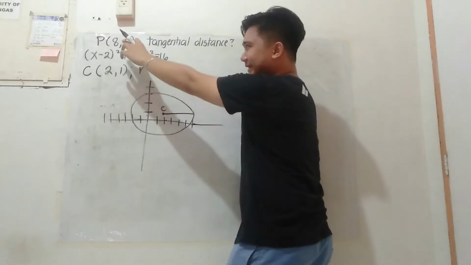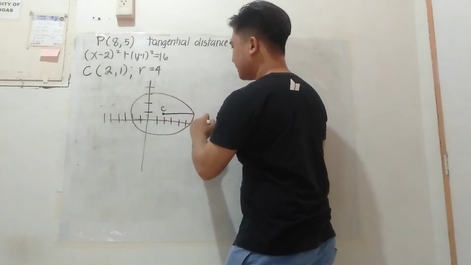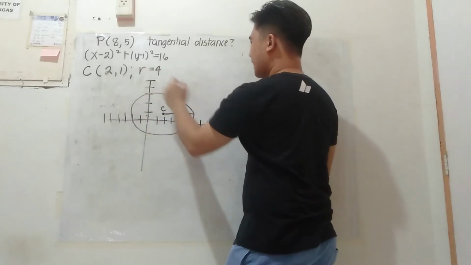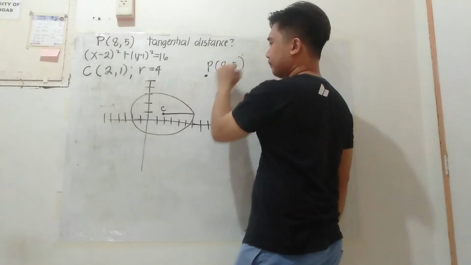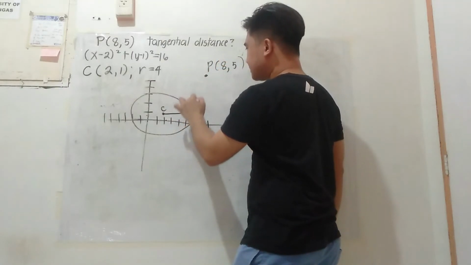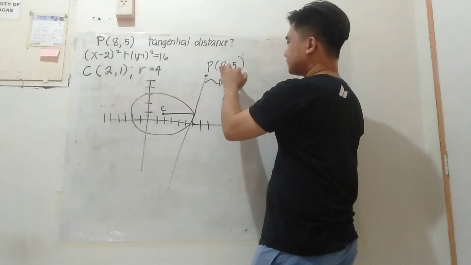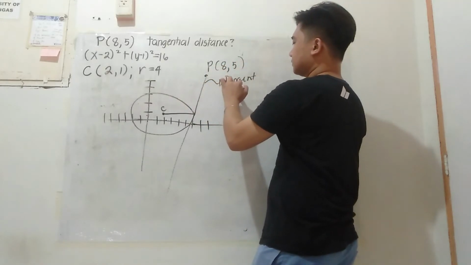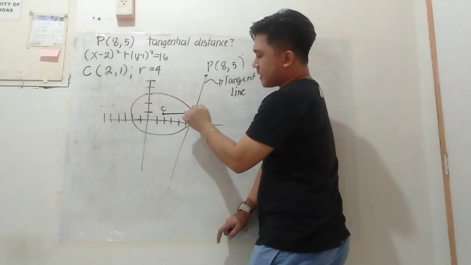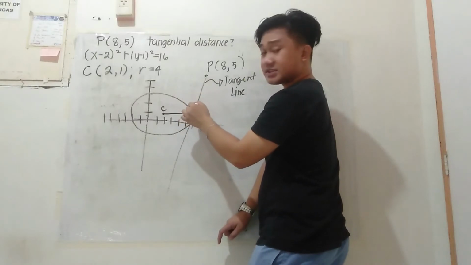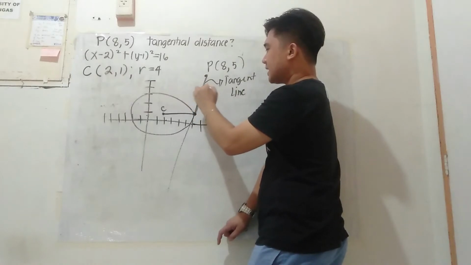Okay? And then, meron daw tayong point (8, 5). Di ba? This is 2, 3, 4, 5, 6, 7, 8. 1, 2, 3, 4, 5. Okay? So, ito yung point natin na (8, 5). Okay? Pag sinabi po nating tangential distance, di ba? This is a tangent line. Okay? Kailangan nating mahanap. Tapos, di ba may point dito kung saan nag-touch tong line na to dito sa circle natin? Okay? Ito po yung tangential distance na pinapahanap sa atin.